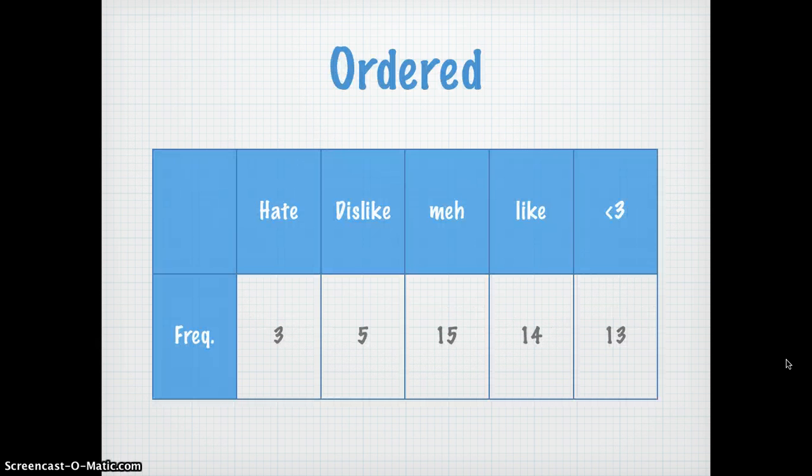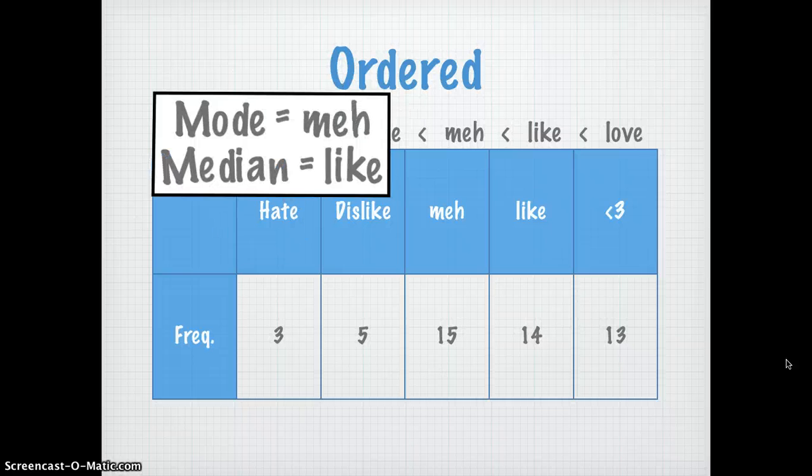Well, if I have ordered data, that means that there's some sort of like better than or less than, so for this one, it might be how much did you like a film? Well, hate is worse than dislike is worse than meh is worse than like is worse than love, right? So I've actually got some sort of order on this data now. And when I've got order, that means not only can I tell you what the modal score is, which is meh here, but I can actually tell you what the median score is as well, the middle value, which in this case happens to be like. If you count, 25 from each side, you end up with like in the middle.